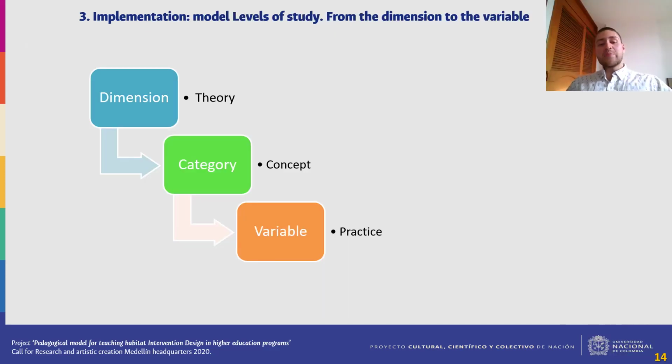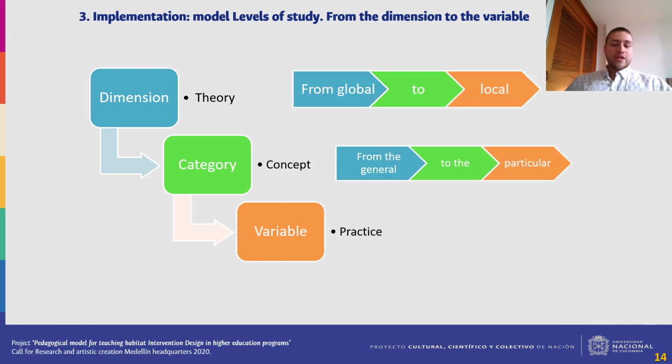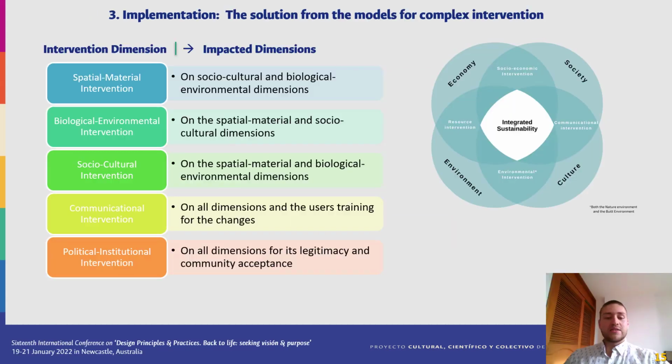So the implementation of the model has some levels of study, from the dimension to the variable. Here we have the dimension related to the theory, that is from global to local approach. The category is related to the concept, that is from the general to the particular. And then we have the variables that have to do with the practice, from the theory to the practice. So we have the solution from the models for complex intervention.